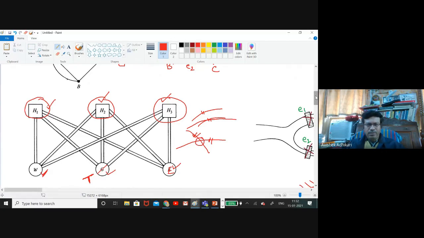So what I am asking you: you have this graph, H1, H2, H3 and W, T and E. W is the water, T is the telephone, E is the electricity. Can you draw this graph in some different form so that all the properties remain the same, but there should not be any kind of overlapping? Can you please try to do that? Is the question clear to all of you?